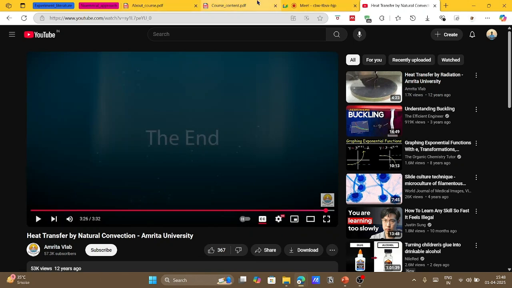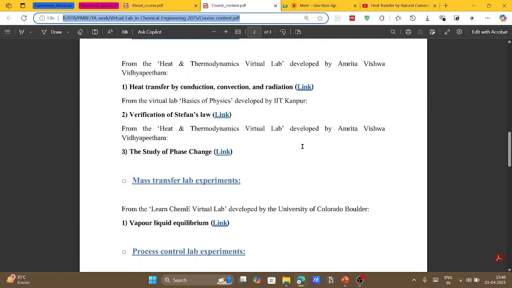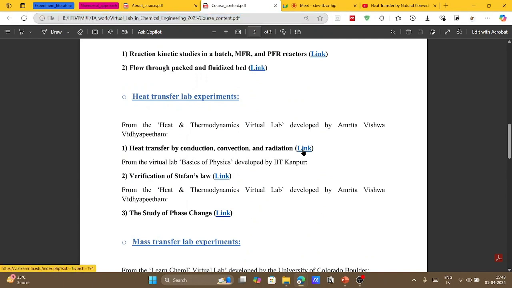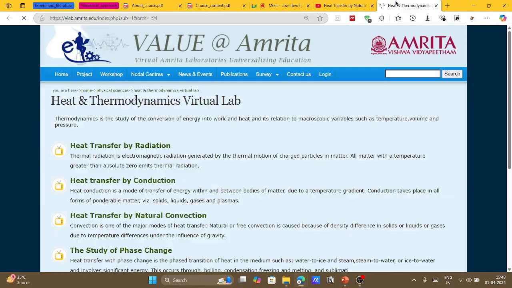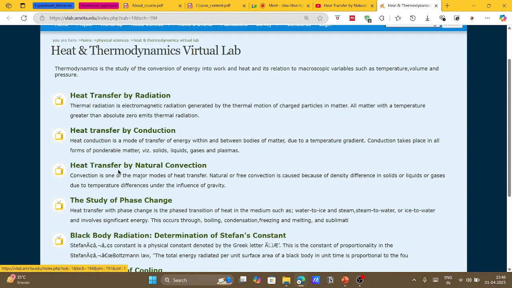So this was the actual experiment part. So it's again a fairly simple experimental setup compared to the previous experiment that we have done. So let's go to the experiment. So it's in here, heat transfer by conduction, convection and radiation. So go to the heat transfer by natural convection experiment.